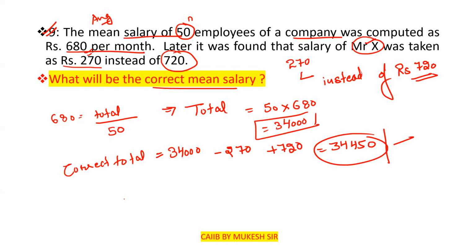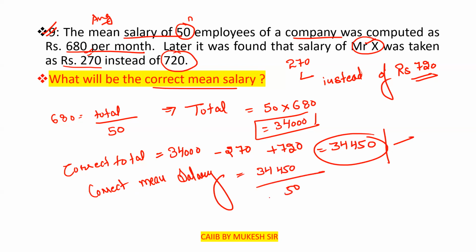What will be the correct mean salary? The correct mean salary is to be 34,450 upon 50. So divide it by 50, and it comes out to be 689.